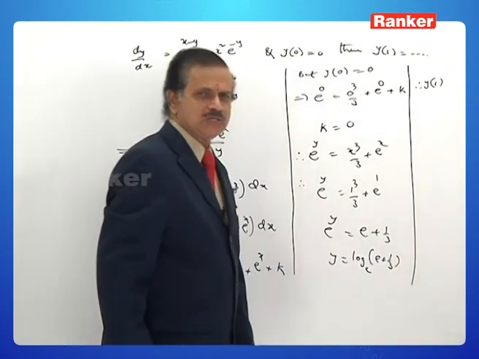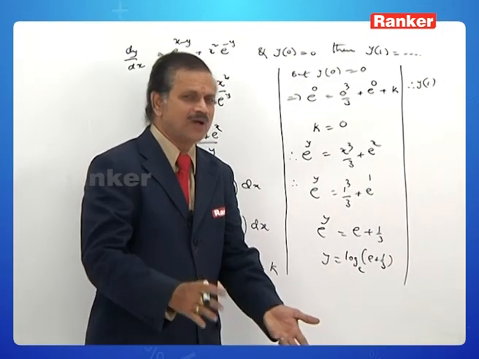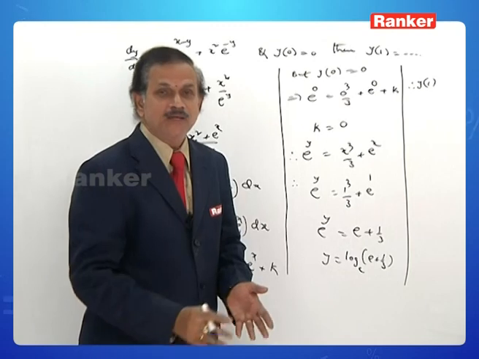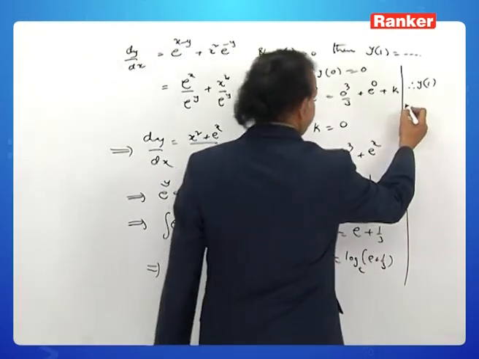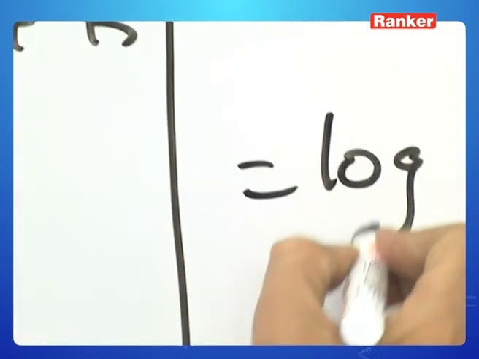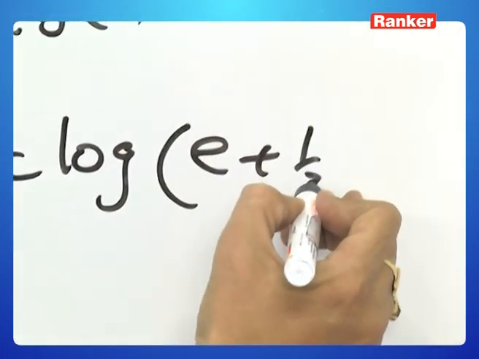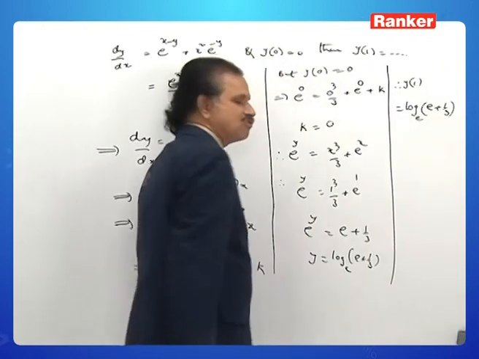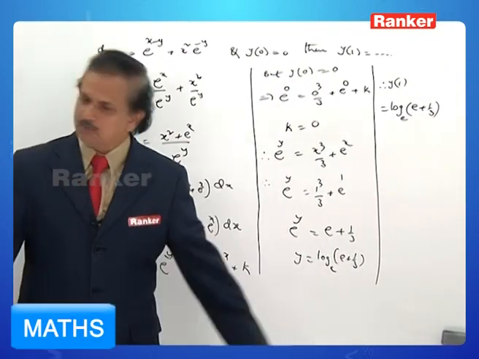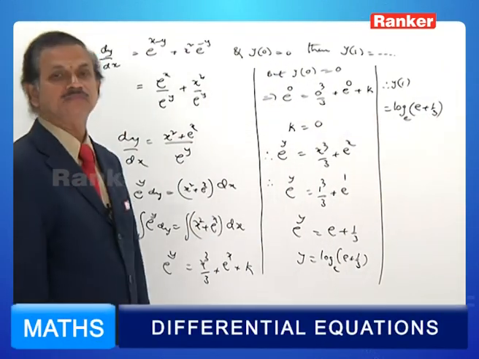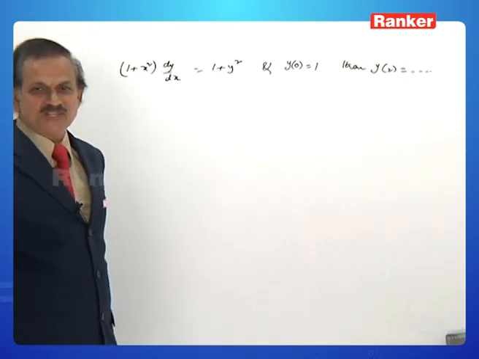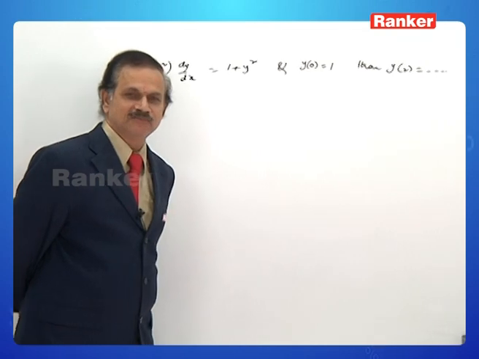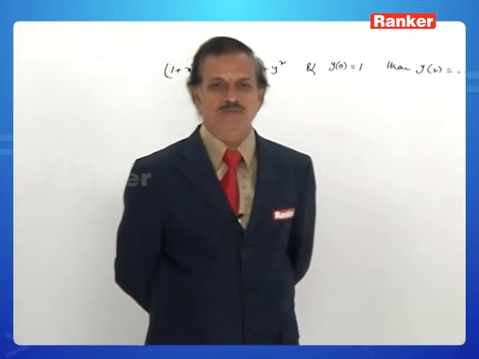Therefore, y at 1. What is the actual and exact meaning of y at 1? Value of y when x is 1. Come on, what is that? Y of 1 is equal to log of e plus 1 by 3 to the base e. Of course, ln of e plus 1 by 3. That's it. That is the answer. Please note down these steps. Another simple question is ready for us. It is readily available on the board.